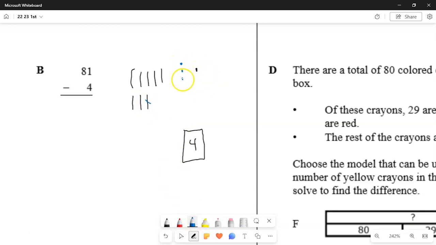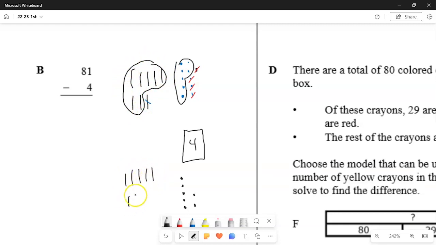I'm going to replace that with 10 ones: 1, 2, 3, 4, 5, 6, 7, 8, 9, 10. So now I have 11 ones. I can take 4 from it. That would be 1, 2, 3, 4. And you can see I have 7 left there. That's 1, 2, 3, 4, 5, 6, 7 left. I don't have any tens to take away, so I can see I have 7 tens left there.